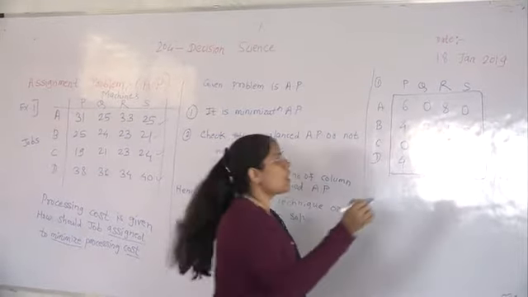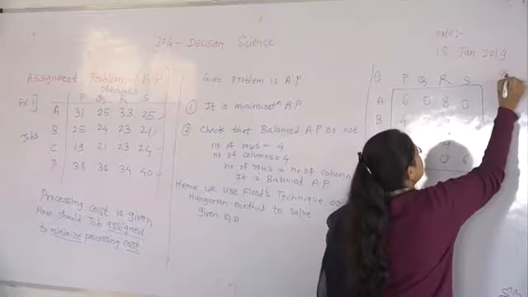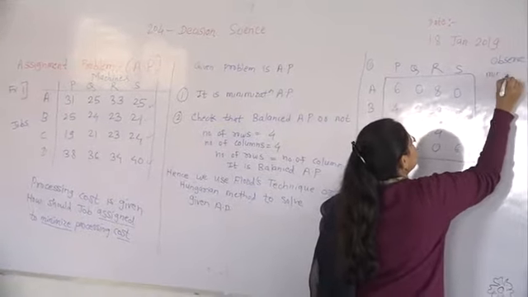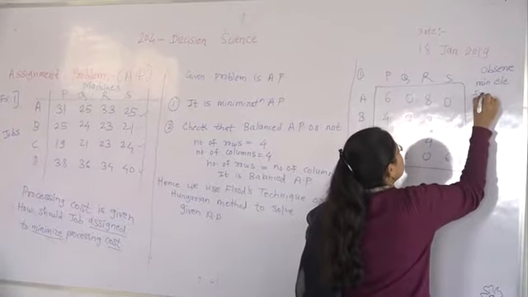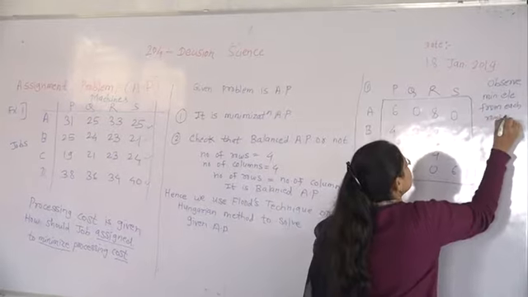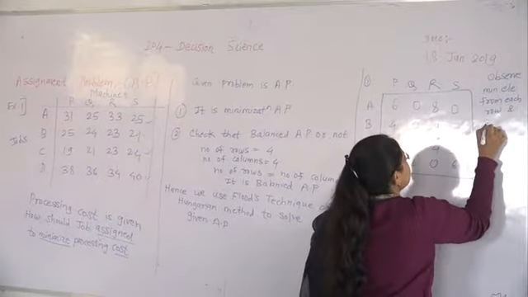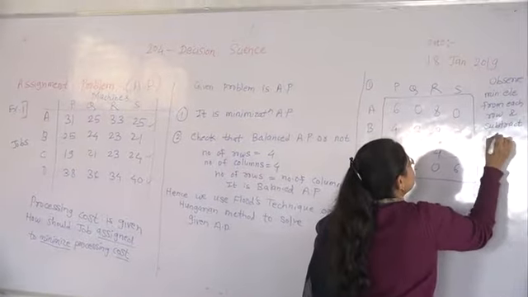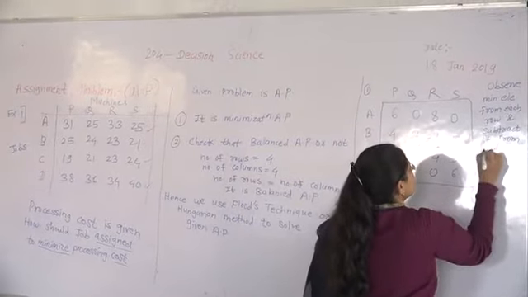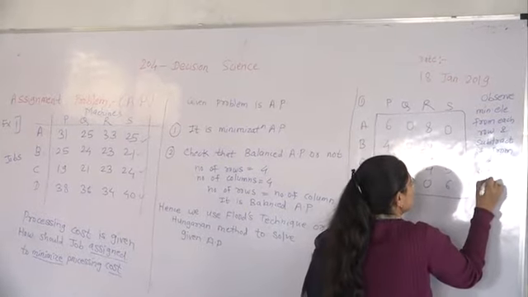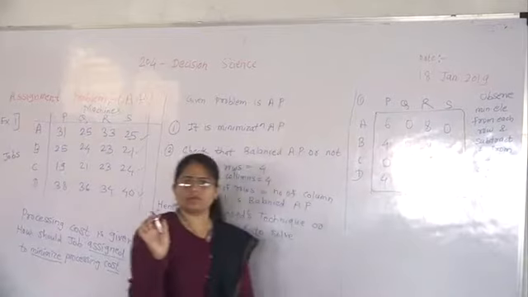So this is the first step. Observe the minimum element from each row and subtract it from that corresponding row. That is the first step.